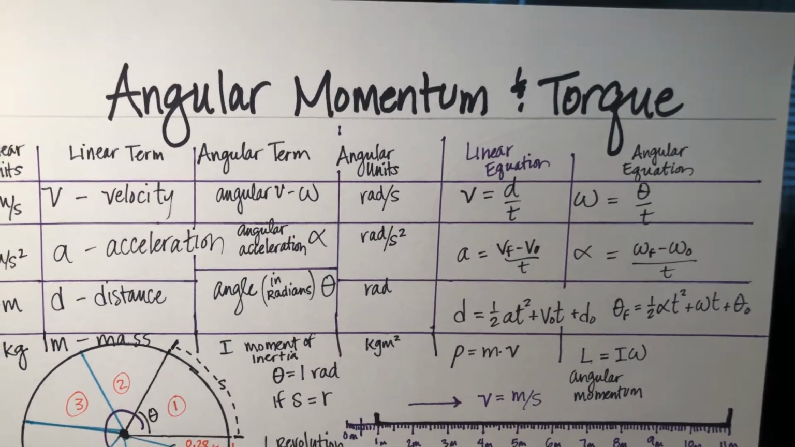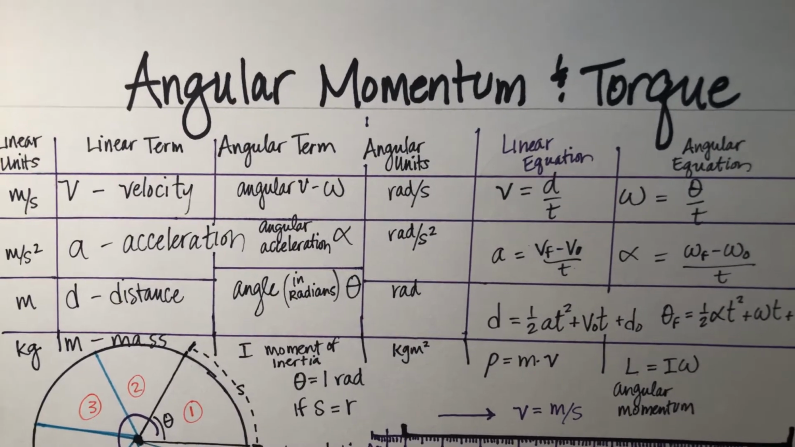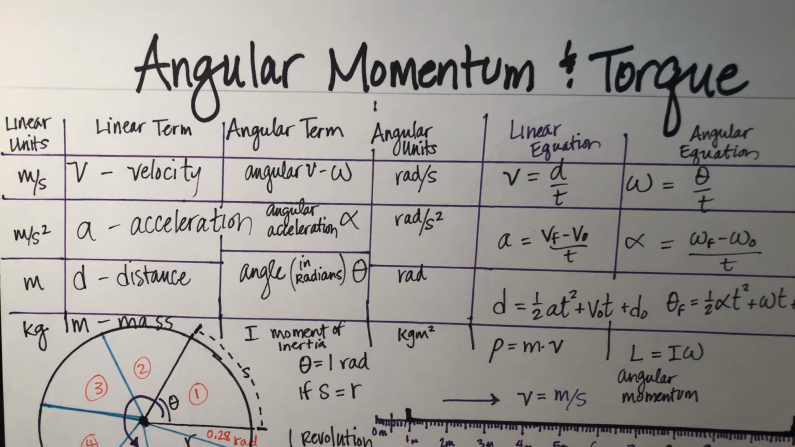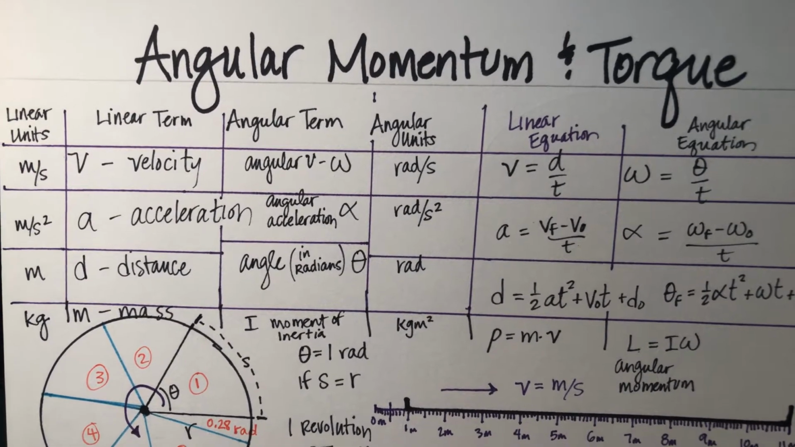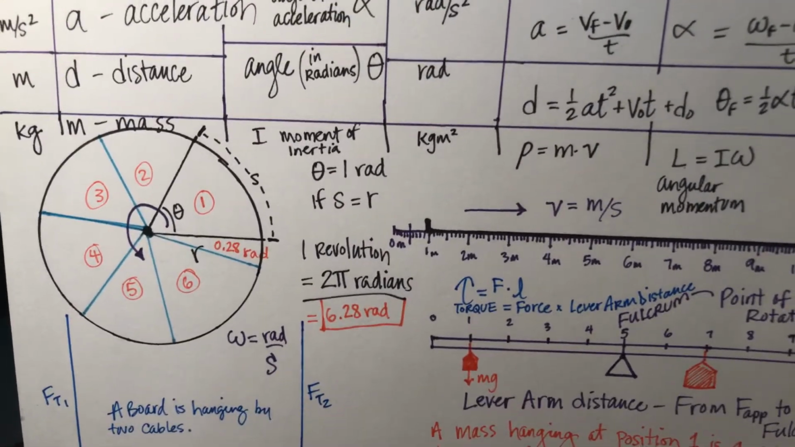All right, continuing with our physics topics and formula sheets: angular momentum and torque. I just put a table with some of the units in linear terms and angular terms at the top, so you can take a look at that. So right here, I just defined what a radian is.